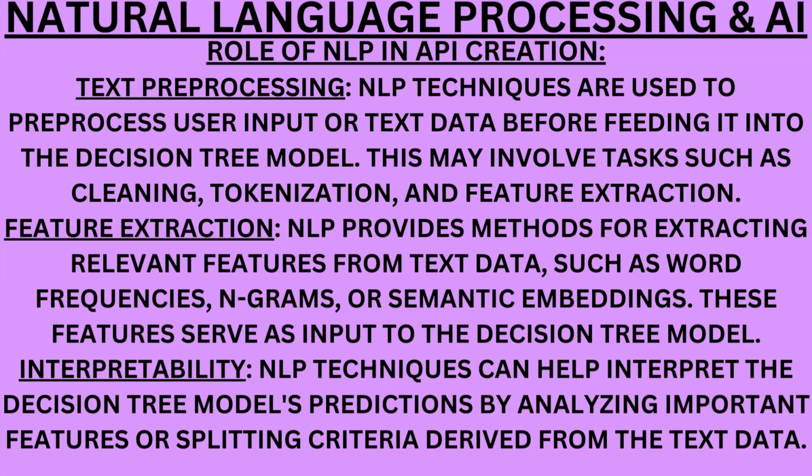Natural language processing provides methods for extracting relevant features from text data, such as word frequencies, n-grams, or semantic embeddings. These features serve as input to the decision tree model. Interpretability. Natural language processing techniques can help interpret the decision tree model's predictions by analyzing important features or splitting criteria derived from the text data.